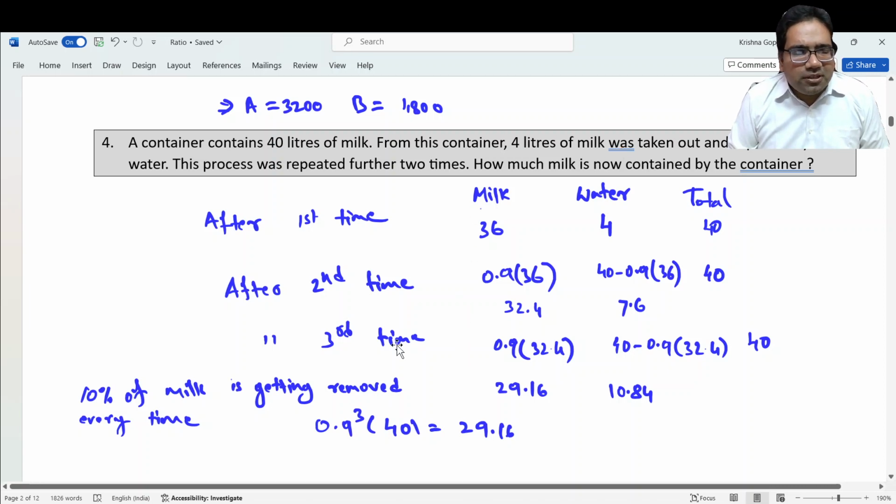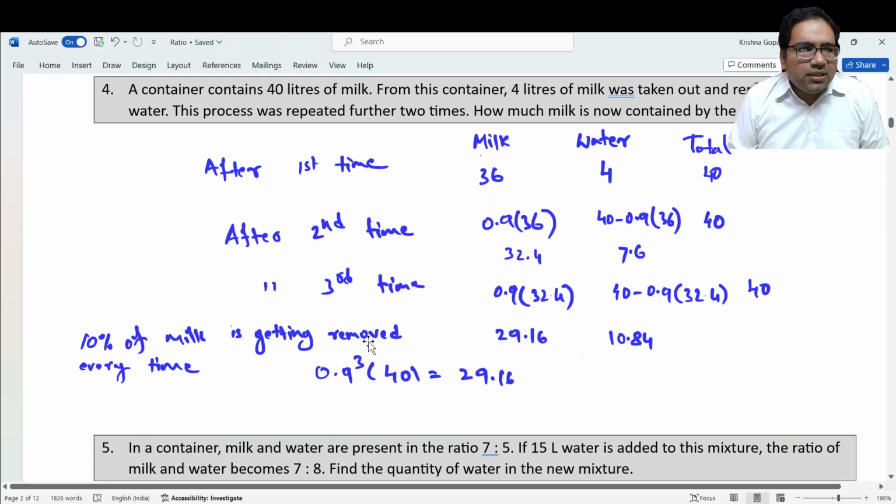Now you can do it much simpler also. Every time 10% of milk is getting removed, so every time 0.9 of the milk will be left. What that means is you do it 3 times: 0.9 into 0.9 into 0.9 into 40. 40 was the original.